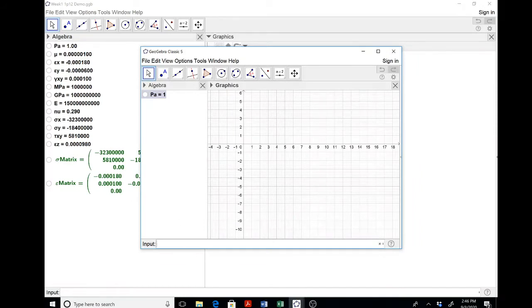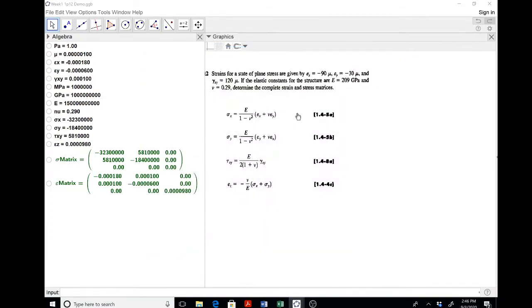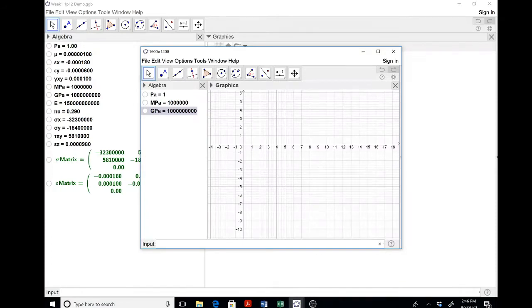Having established the base unit, I can say MPa is 1 times 10 to the 6th Pa, and gigapascals is 1 times 10 to the 9th Pa. Notice how it becomes blue in the input bar when it knows what you're talking about. I will also use mu, even though I'm not going to use it much, but we use it in this example, microstrain. So your author here is using microstrain, and strain has no units, but it's just 1,000,000th.